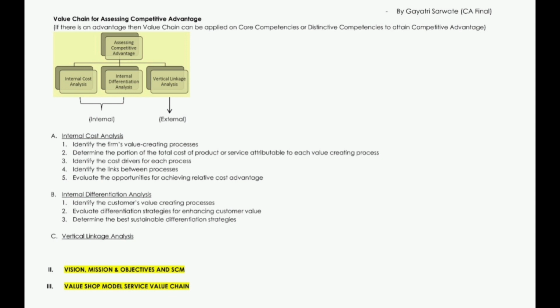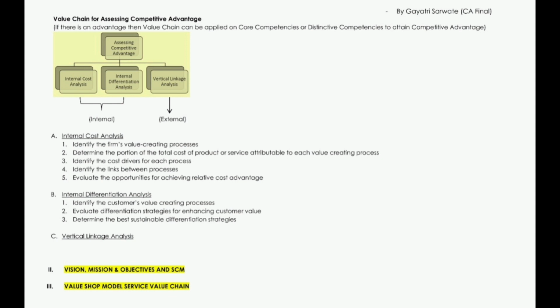Second, internal differentiation analysis, and the third one is vertical linkage analysis. अगर इसको याद करना है तो ऑब्वियसली हम लोग 2 चीज़ों को तो पहले याद कर ही सकते हैं. कॉस्ट लीडरशिप वाली चीज़ के लिए इंटरनल कॉस्ट एनालिसिस, दैट इज़ सिमिलर. इंटरनल डिफरेंशिएशन एनालिसिस के लिए प्रोडक्ट डिफरेंशिएशन इज़ सिमिलर, एंड वर्टिकल लिंकेज इज़ द थर्ड पार्ट. ऐसे करके हम लोग इसको याद कर सकते हैं.